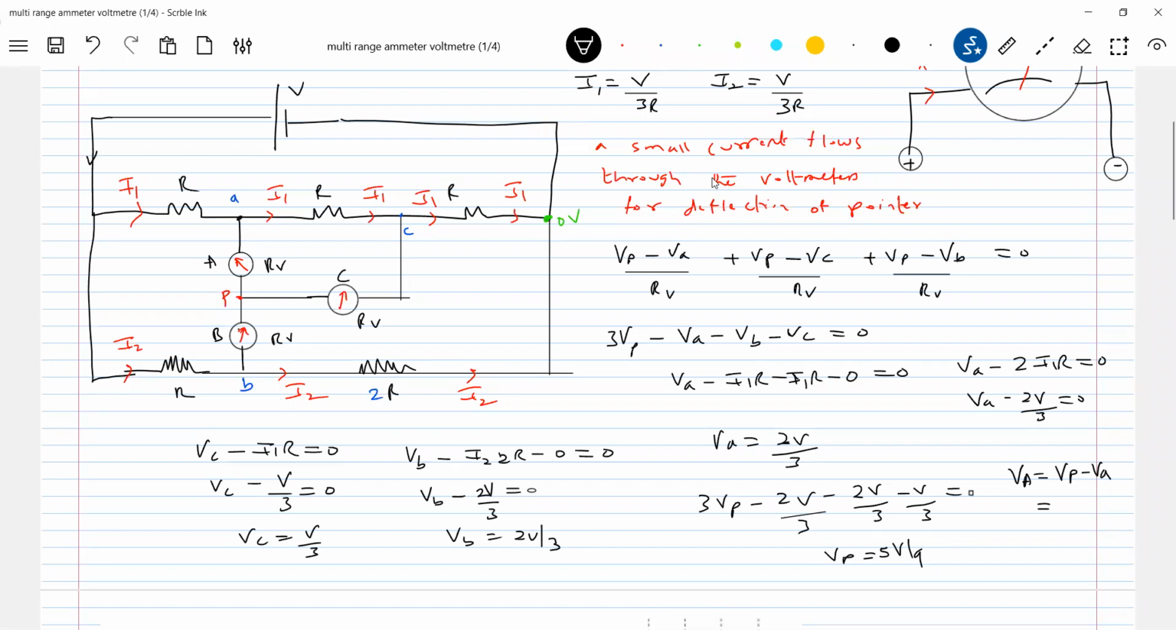Anybody, the value? V by 9, V by 9, V by 9. Okay, all are V by 3, sir? No, one is V by 3, two are V by 9. Va, how much? V by 9, sir. Vb, V by 9. Vc, 2V by 9, sir. This is also V by 9? Check. 2V by 9, sir. Yeah.